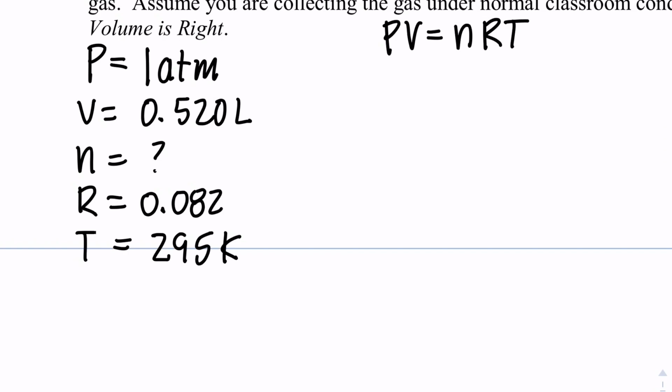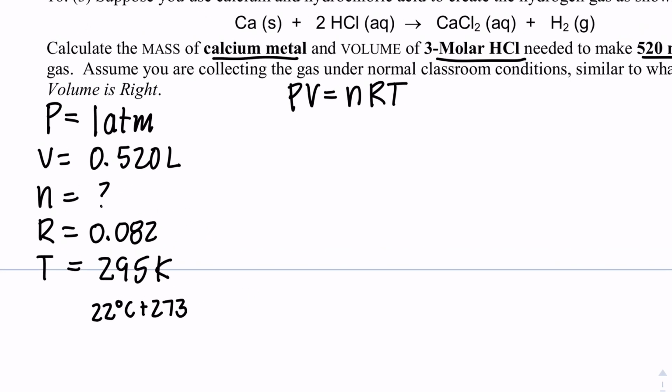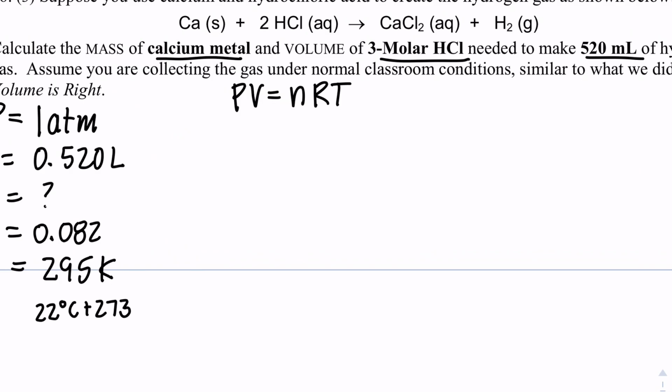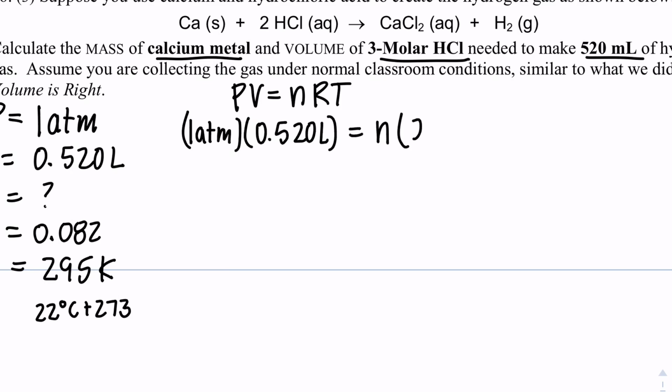Moles is what we're looking for. R is 0.082. And the temperature, normal room temperature, is about 22 degrees. So if you add that to 273, we get 295 Kelvin. So first we're going to put this into our PV equals nRT equation and solve for moles. So we have 1 atm times our volume in liters. n is the thing we're looking for, and our temperature.